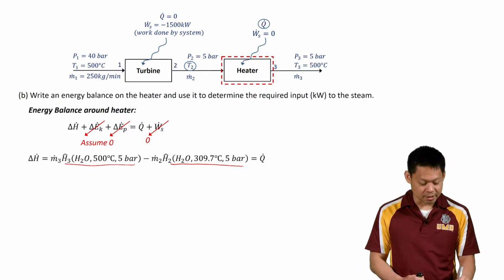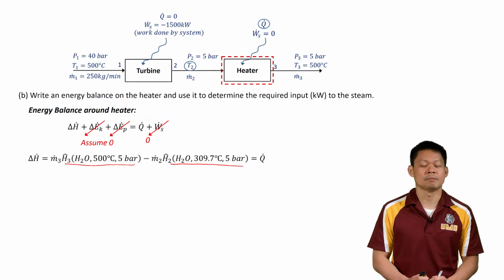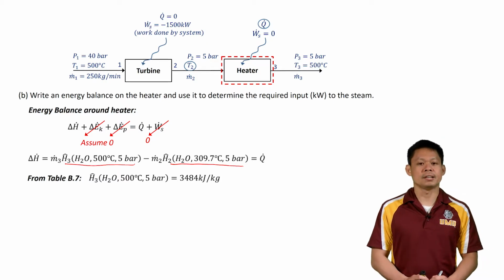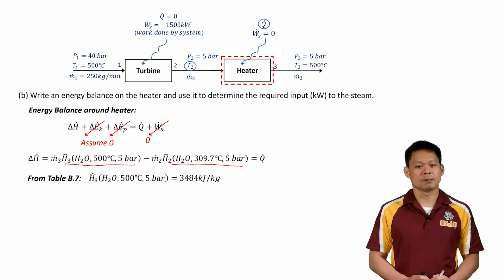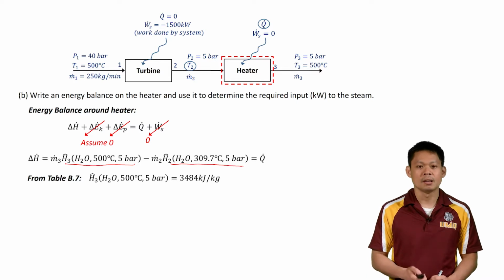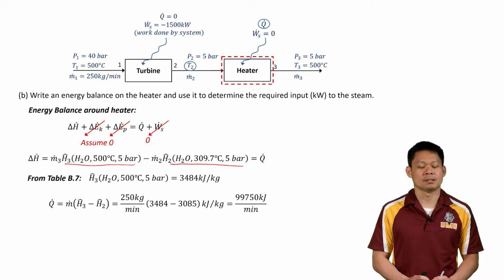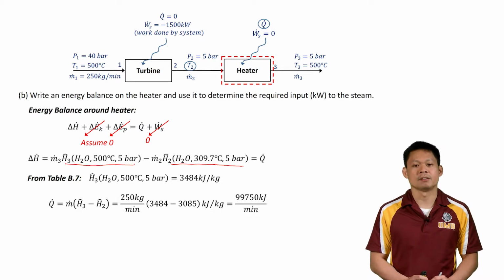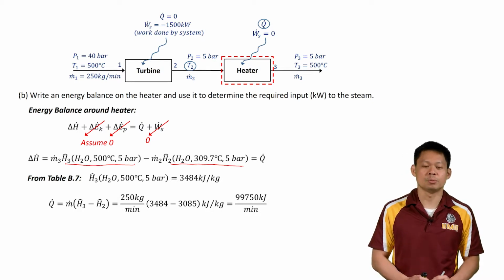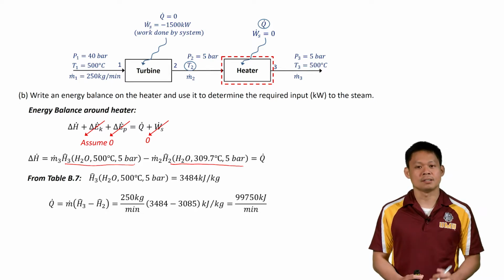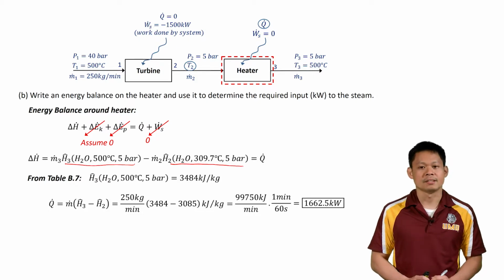We know the mass flow rates M3 and M2 are just 250 kilograms per minute, so we can calculate our Q. So from table B7, we see that H3 is 3484 kilojoules per kilogram at 500 degrees C and 5 bar. Put everything into our equation, and we end up with a heat transfer of 99,750 kilojoules per minute. But let's make it consistent and do everything in kilowatts, as the question asks. So kilowatts is kilojoules per second. Converting that, we get 1662.5 kilowatts.